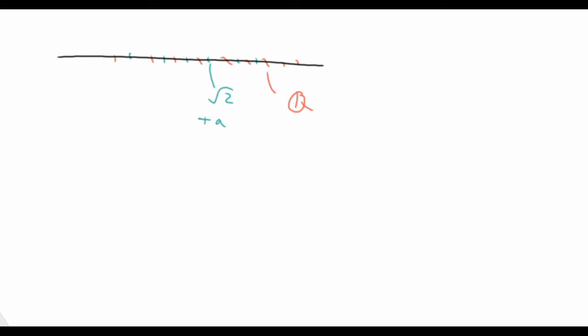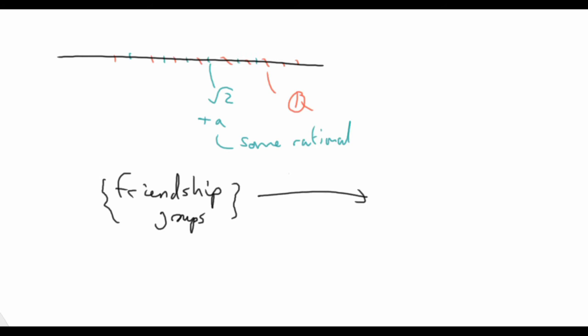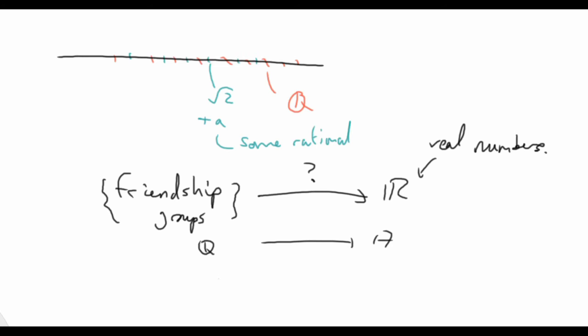So, I claim that we're done, we've solved our problem, if we can match up friendship groups with the real numbers, 1 to 1. So one friendship group, one real number, another friendship group, another real number. Because if we can, then we can just define f of x to be the real number matched to the friendship group. And in fact, if you know a little set theory, this is not hard at all.